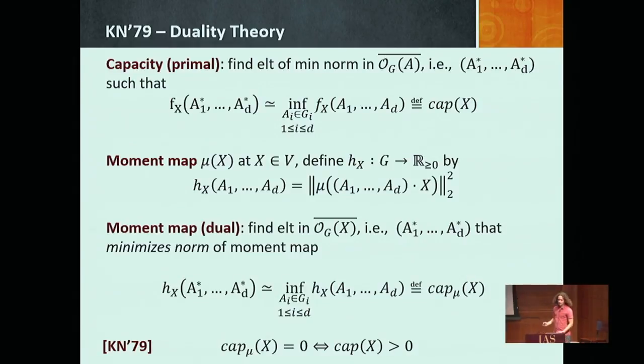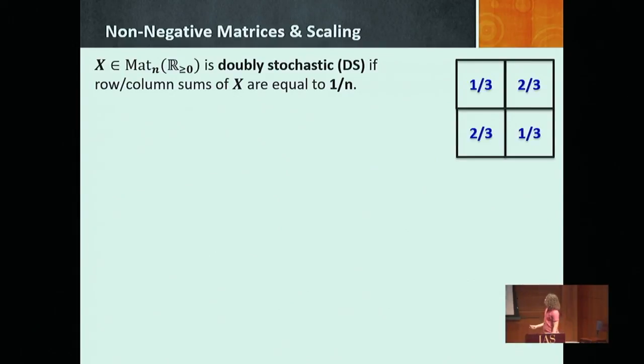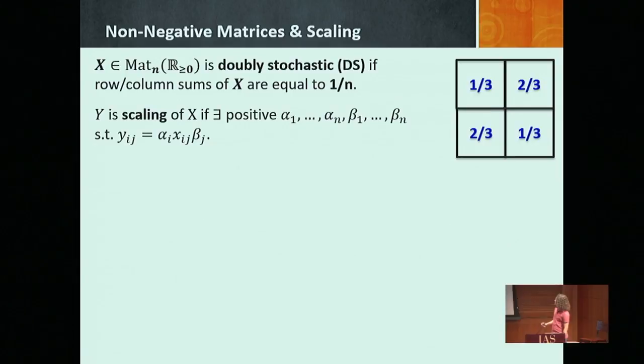Okay, so let's review now a little bit of Avi's talk and see how that gets instantiated in matrix scaling, right? So in matrix scaling, X is going to be a matrix with non-negative entries. And we say that this matrix is doubly stochastic if the row and column sums are equal to 1 over n, okay?